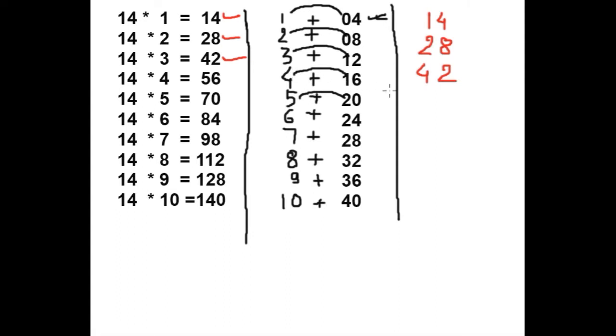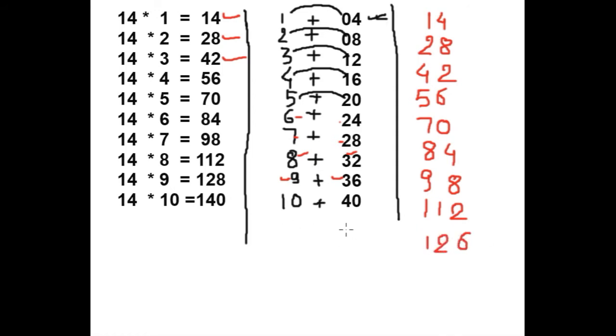4 plus 1 is 5 and 6, 5 plus 2 is 7 and a 0, 6 plus 2 is 8 and 4, 7 plus 2 is 9 and 8, 8 plus 3 is 11 and 2, 9 plus 3 is 12, and right side is 6, 10 plus 2 is 14, and right side is 0.